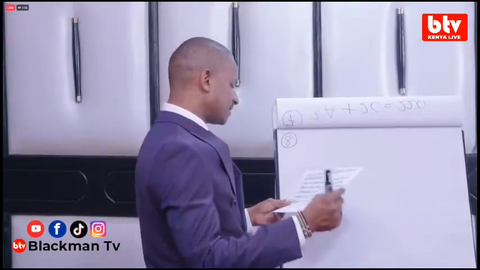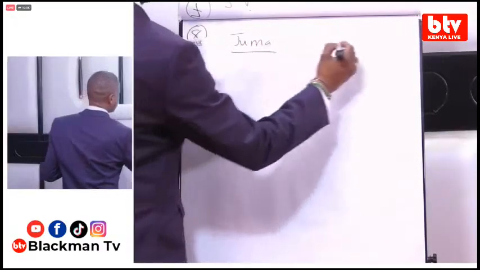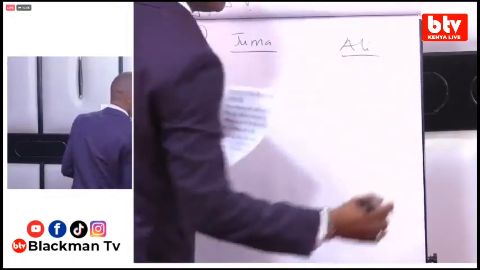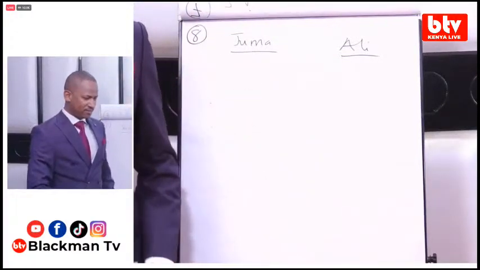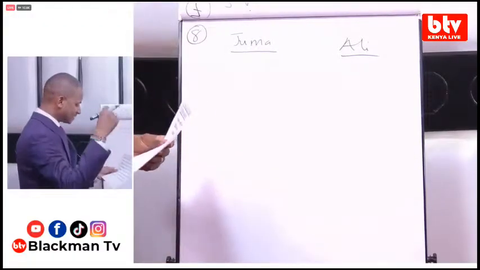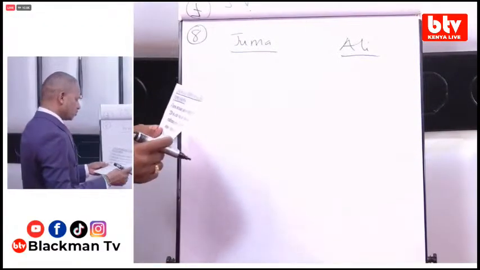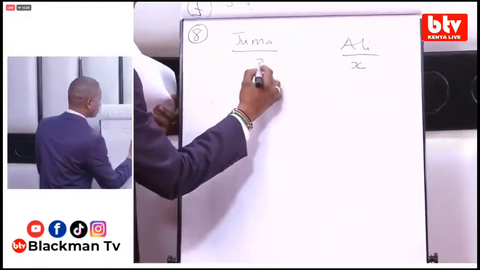So, 3 years ago, Juma was 3 times as old as Ali. In 2 years' time, the sum of their ages will be 62. What are their present ages? So 3 years ago, just write Juma, then write Ali. Then take your mind to 3 years ago. Do not bring it here now. Juma was 3 times as old as Ali. If Ali was X, then Juma was 3X.